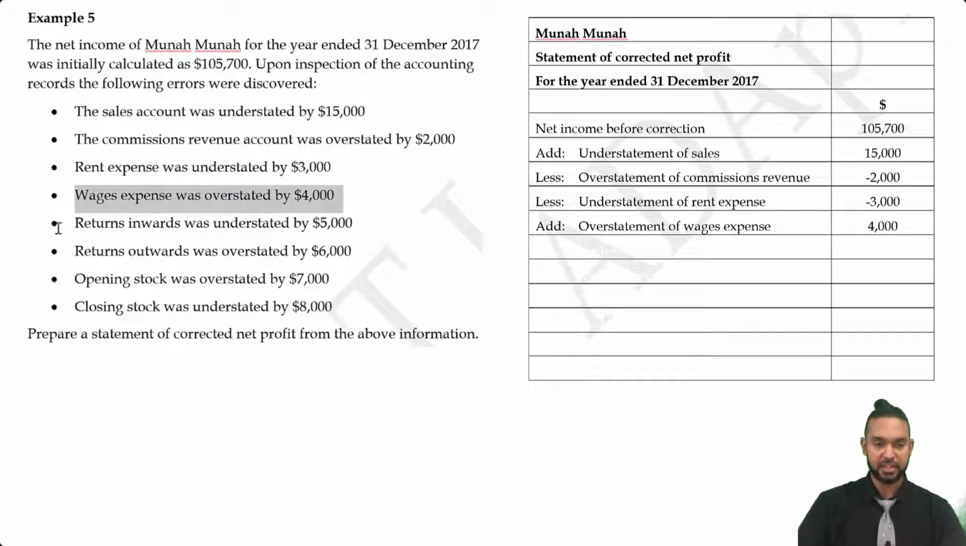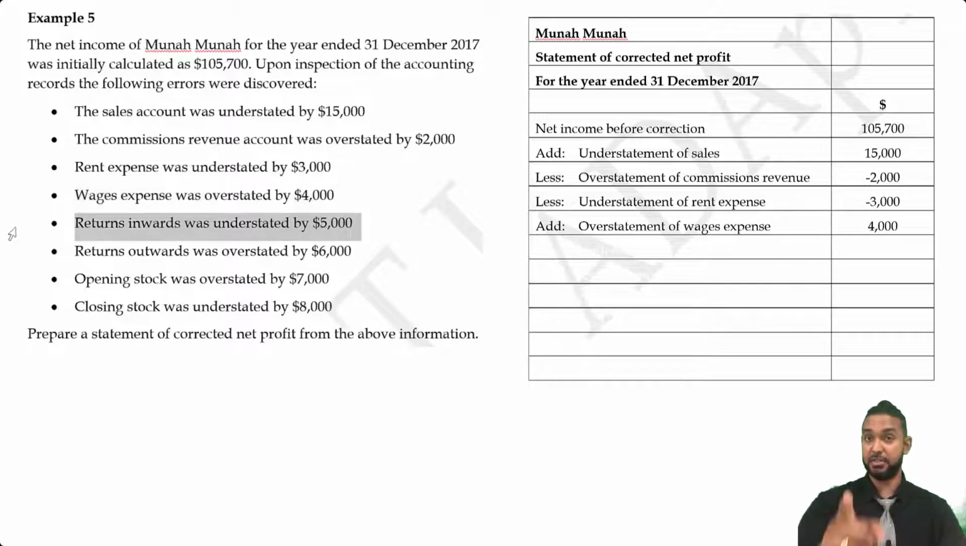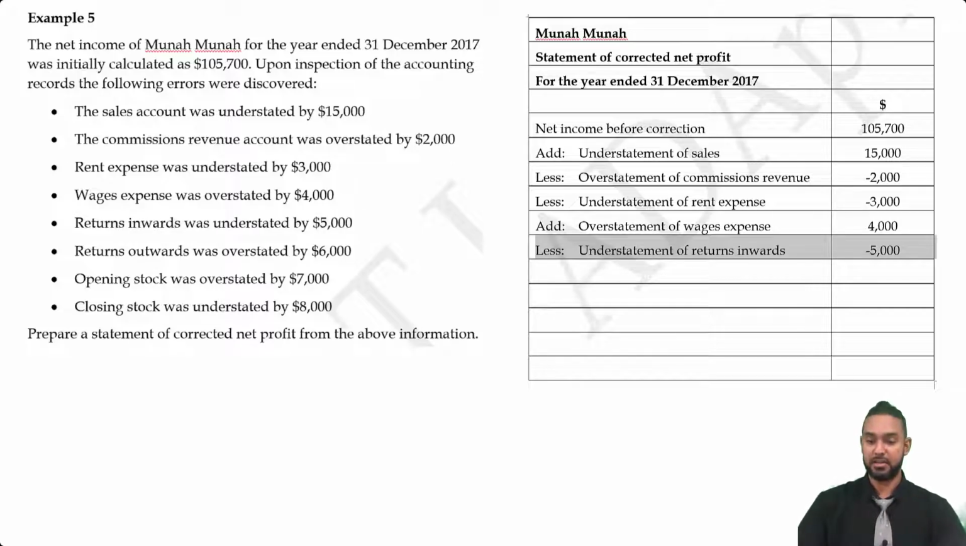Next, returns in. Returns in behaves like an expense. Drill that in your brain. It's understated, which means it's too low. To fix that, we have to increase it. And when we increase an expense item, profit goes down. So in the table across here, we are going to have to subtract the understated returns inwards figure.